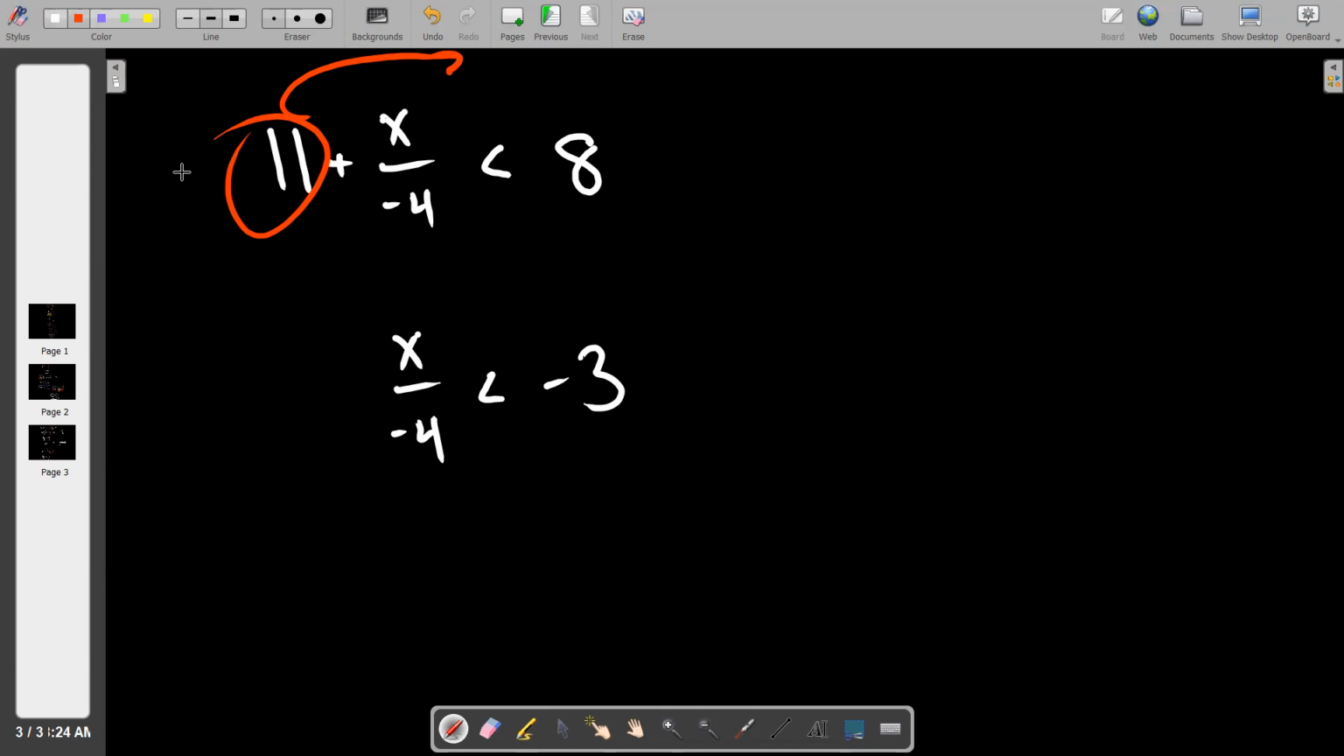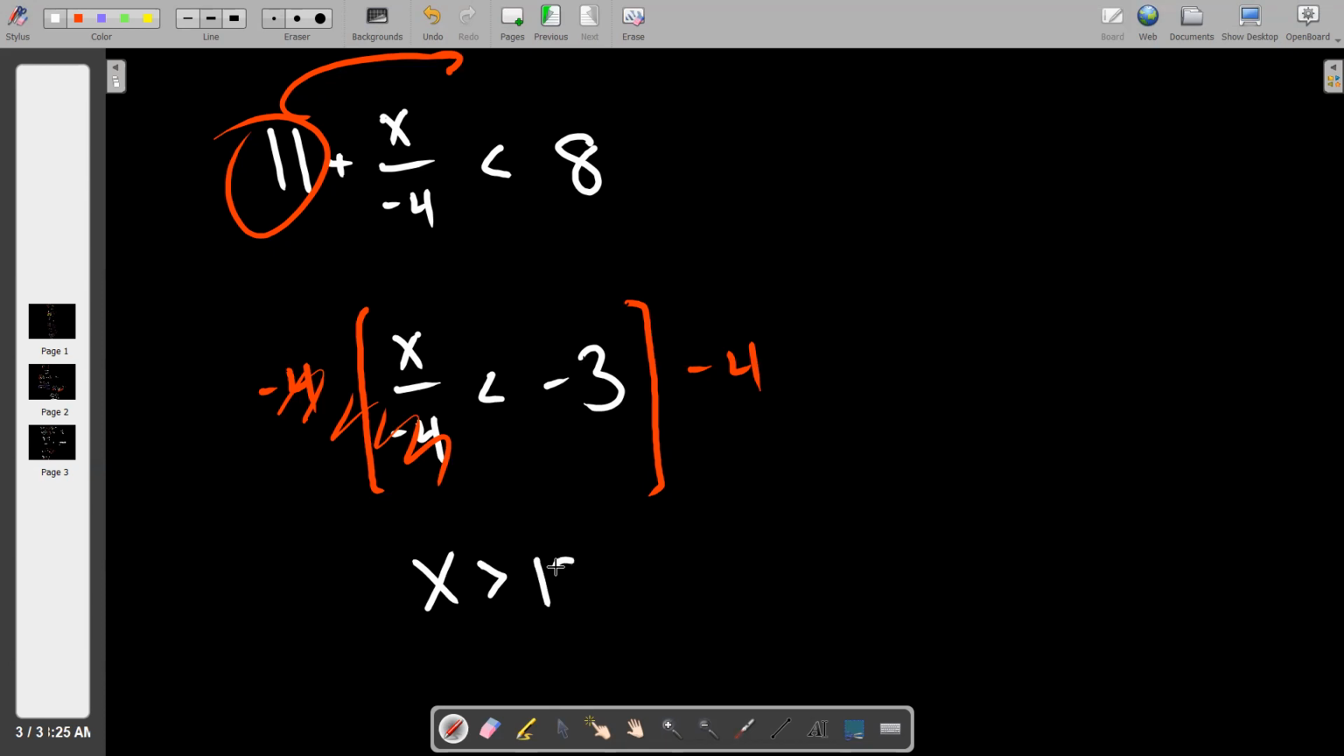And now I'm going to multiply by -4. So remember what we said is that if you divide by a negative, you switch the sign. But also, if you multiply by a negative, you switch the sign. So my -4s are going to cancel over here. And I'm going to wind up with x is greater than 12. Good. You guys have any questions on that?